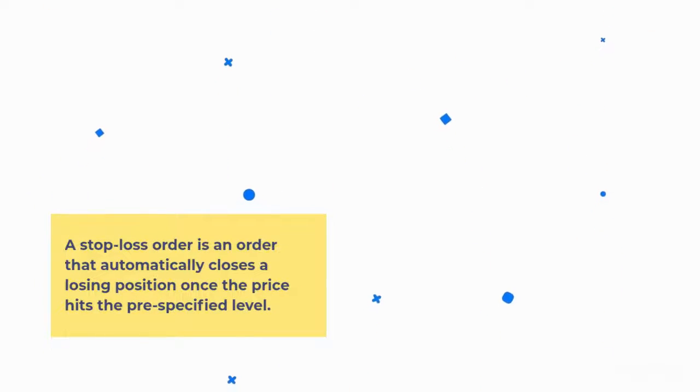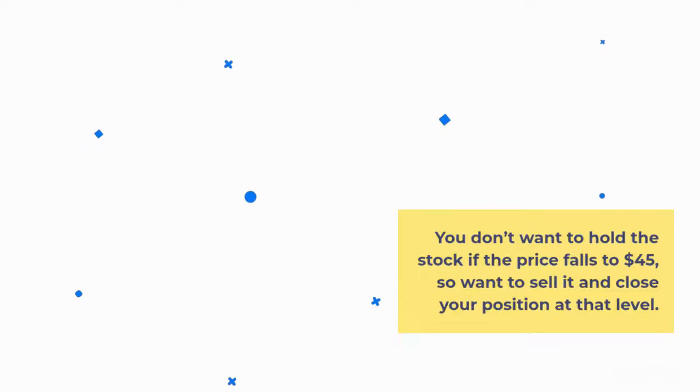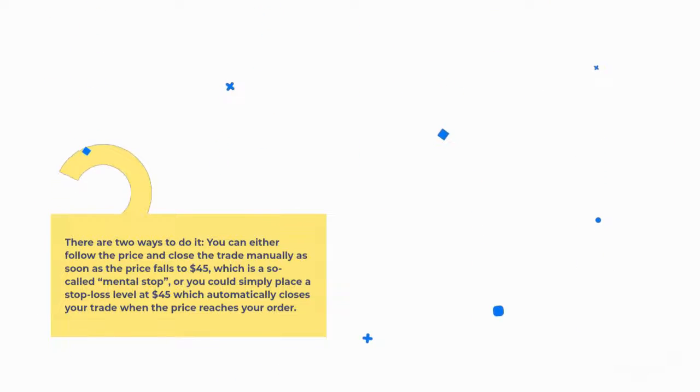trading strategy. A stop-loss order is an order that automatically closes a losing position once the price hits the pre-specified level. You don't want to hold the stock if the price falls to $45, so you want to sell it and close your position at that level. There are two ways to do it. You can either follow the price and close the trade manually as soon as the price falls to $45, which is a so-called mental stop, or you could simply place a stop-loss level at $45 which automatically closes your trade when the price reaches your order.